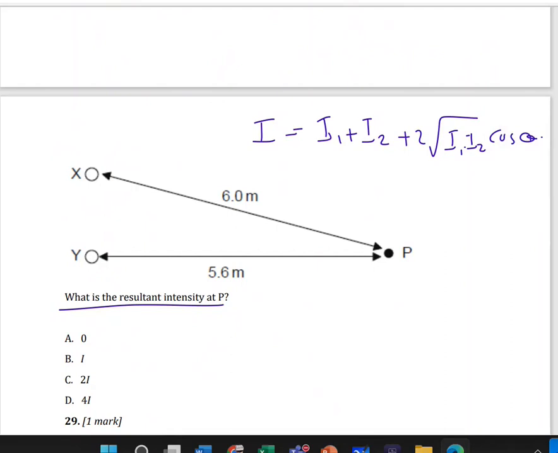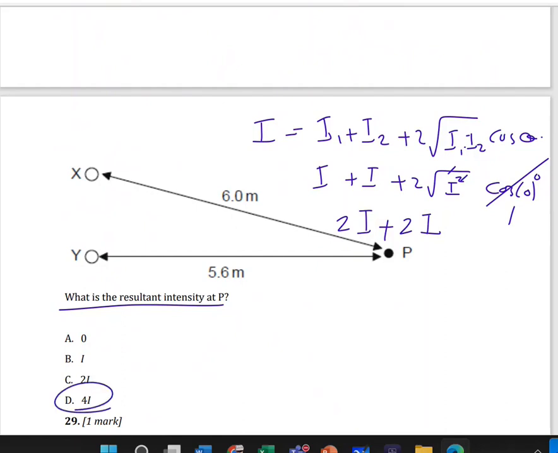Now both of them have the same intensity I, so it will be I plus 2 square root of I times I, which is I squared, cosine of 0 degrees. Cosine 0 is 1. So I plus I is 2I, plus 2I, because the square root of I squared cancels. 2 plus 2, so the answer is 4I.